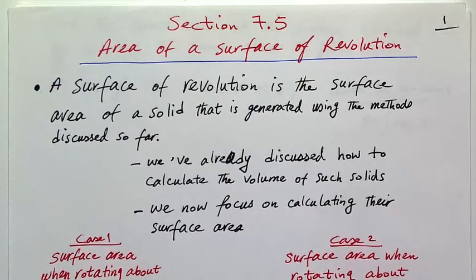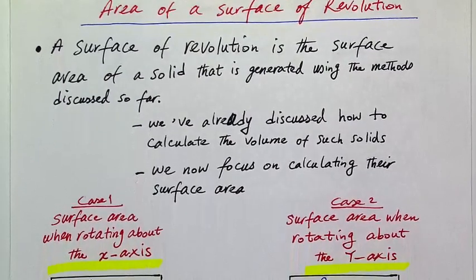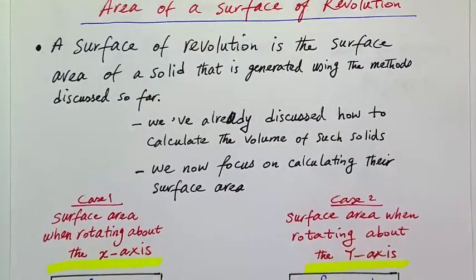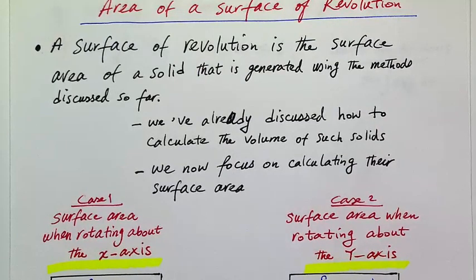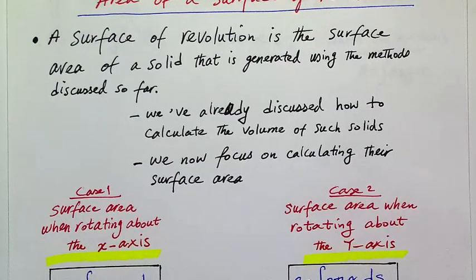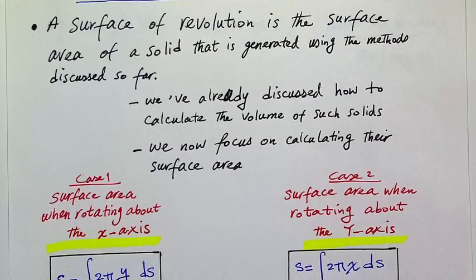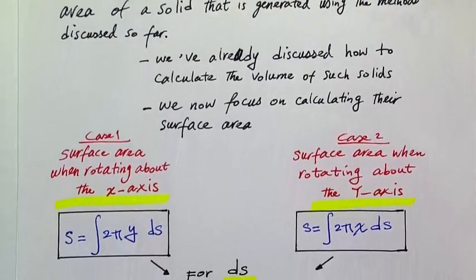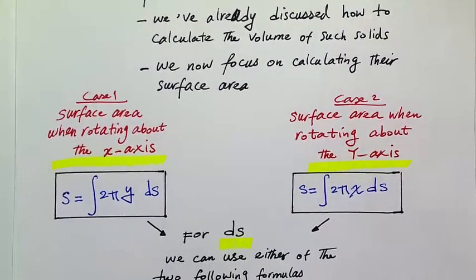Hello everyone, welcome to our discussion of section 7.5 where we will be discussing how to use integrals to calculate the area of a surface of revolution. Now as you can see on the screen, we've already talked about how to use integrals to calculate the volume, the length of a curve, and now we'll apply some very similar methods here to calculate the surface area of a solid of revolution. Now there are two cases that we may consider.